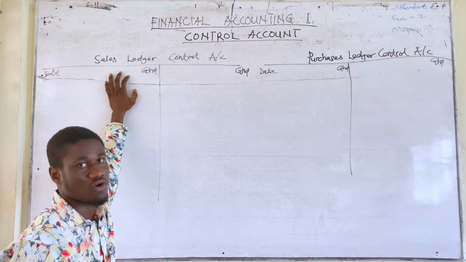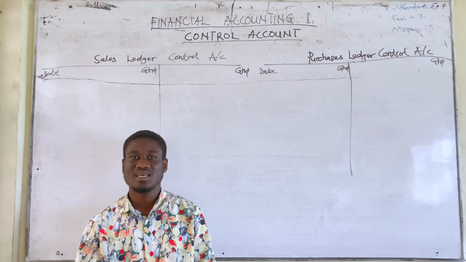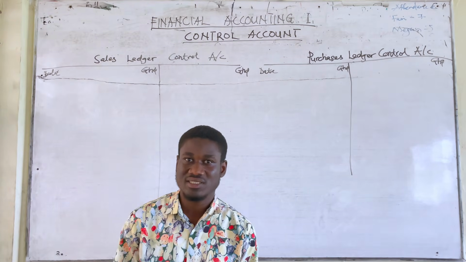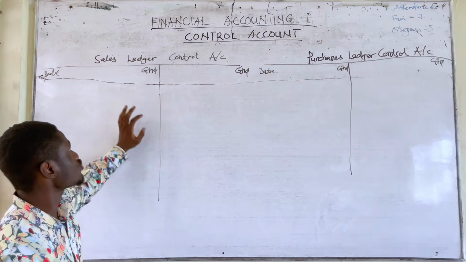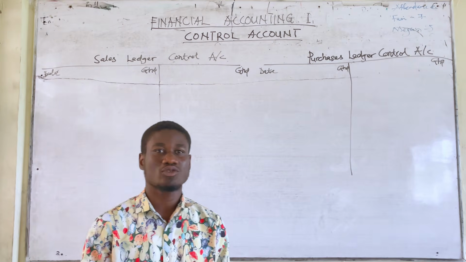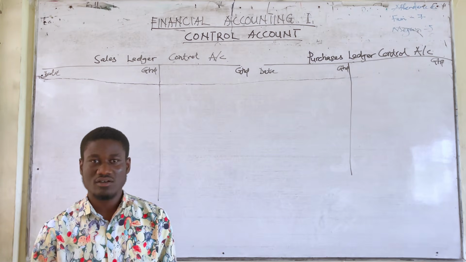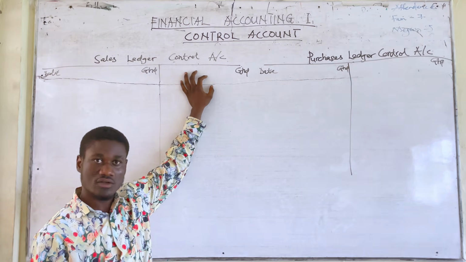Good. So if a sales control account is the summary of the individual accounts, then we know that the sales ledger reports our customers. So we can say that the sales ledger control account is the summary of what? The customer transactions in the sales ledger. Good. So what we will do here is summarize all our individual customer accounts into the sales ledger control account.